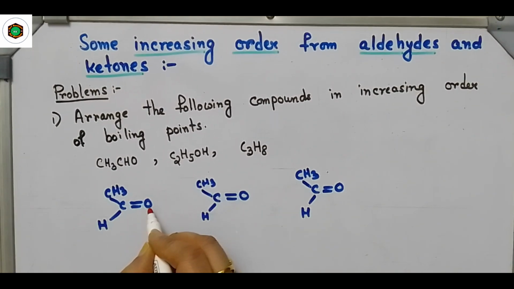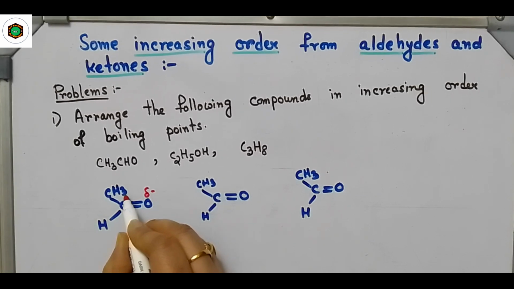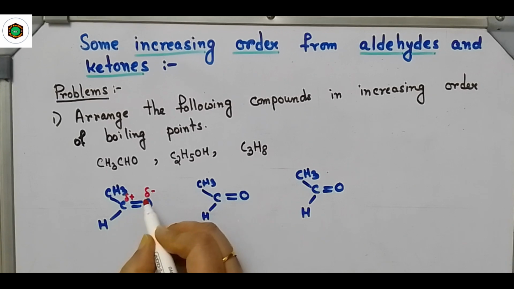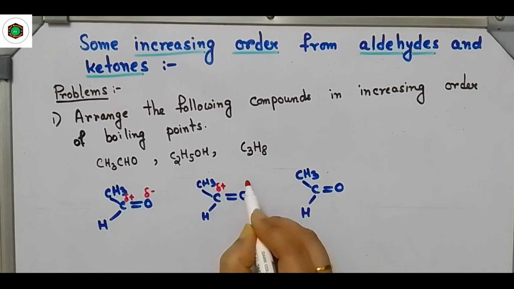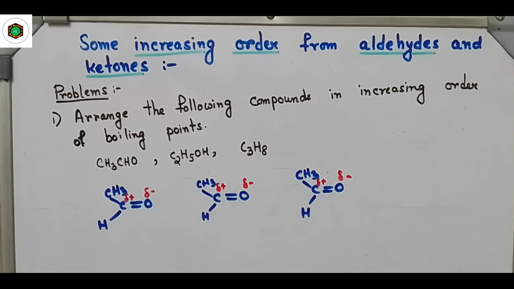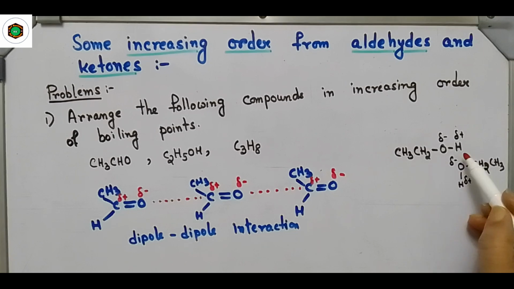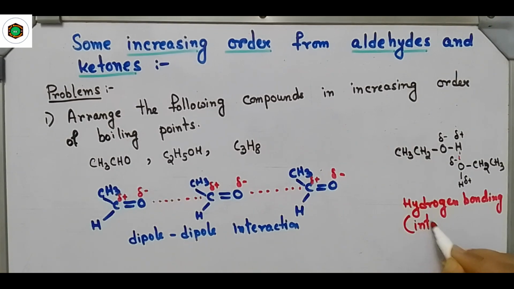Here oxygen is more electronegative, so it is having delta minus charge, and carbon is more electropositive, so it is having delta plus charge. Delta plus, delta minus. So molecule is having dipole. So here dipole-dipole interaction is present. In ethanol, between two molecules, intermolecular hydrogen bonding is present.